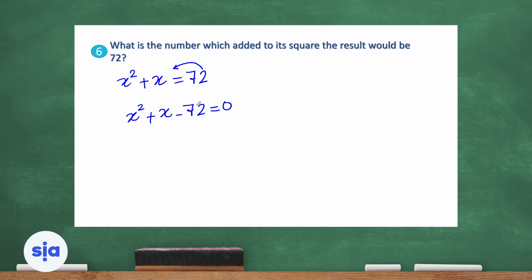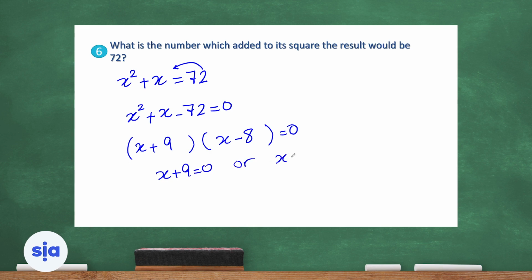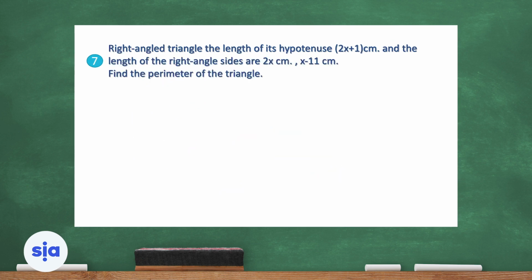You can use any of the methods, the factoring method, completing the squares, or even the quadratic formula to solve this quadratic equation. So this can be factorized. So x plus 9 or x minus 8. So it's either x plus 9 equals 0 or x minus 8 equals 0. So the number is either -9 or +8. Let's now go and see question 7.